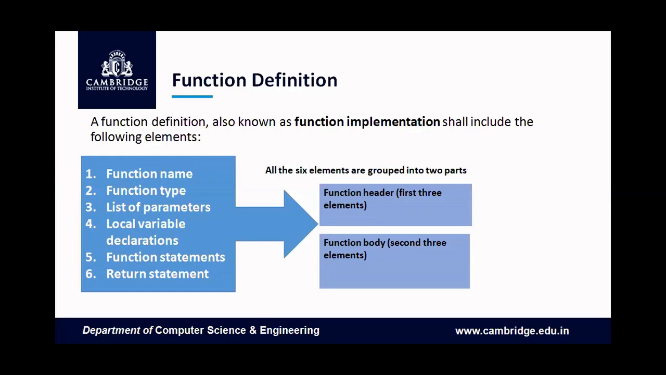Basically, a function definition has 6 main points. First one is function name, function type, list of parameters, local variable declaration, function statement, and return statement. These 6 points have been divided into 3 plus 3. The first 3 points are called the function header, and the next 3 points are called the function body. So this function definition has 6 points. In that 6, the first 3 are the function header. The next 3 are the function body.